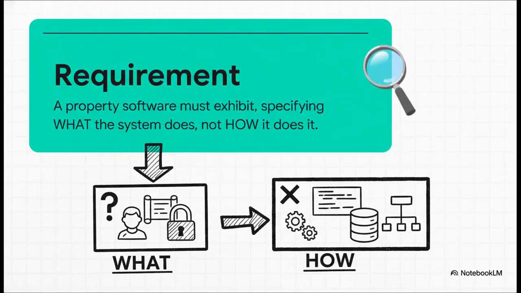So this is probably the most important distinction you need to lock in your brain. A requirement is all about the what, not the how. It's about what the system needs to do from the outside, from a user's point of view. For instance, the system must let a user log in. That's a what. It says absolutely nothing about what programming language to use or what kind of database is in the background. That's all the how, and that stuff comes way later.